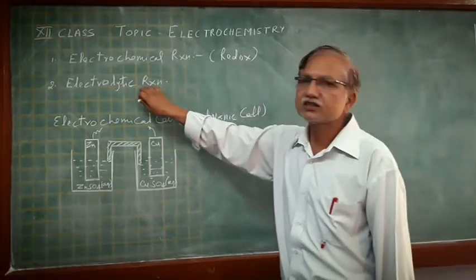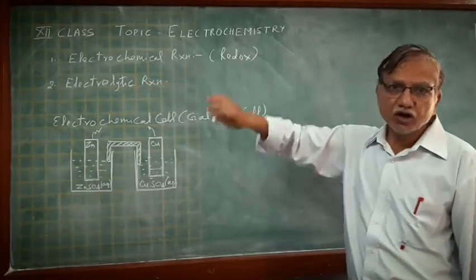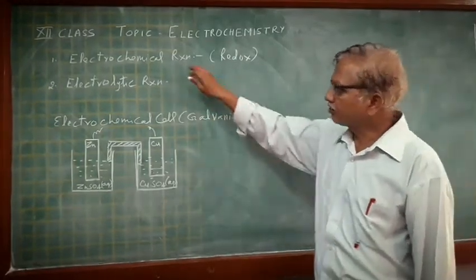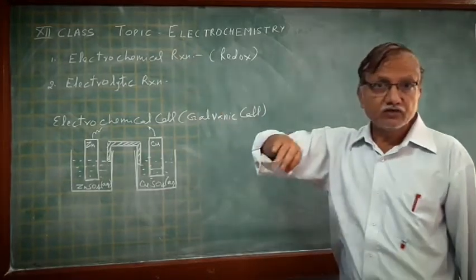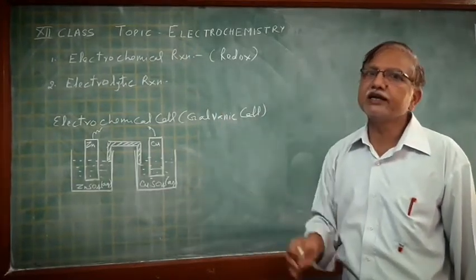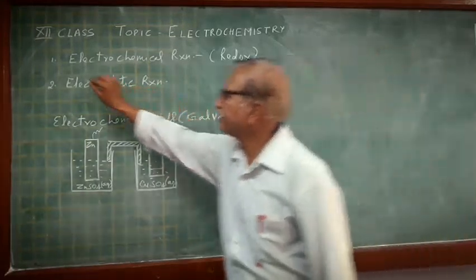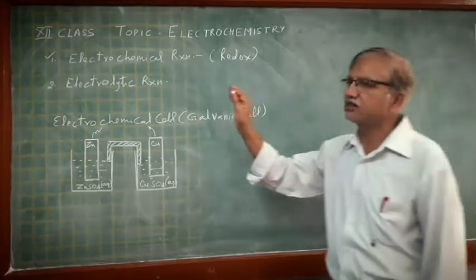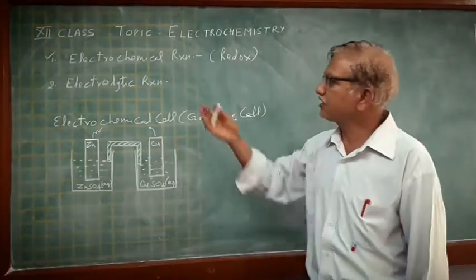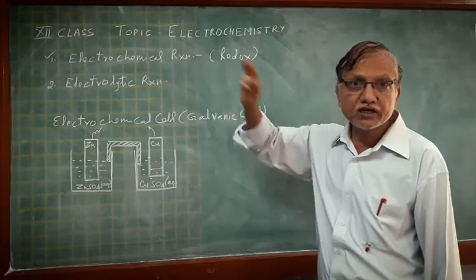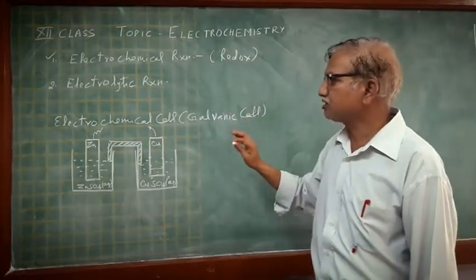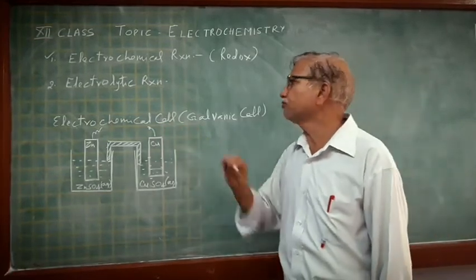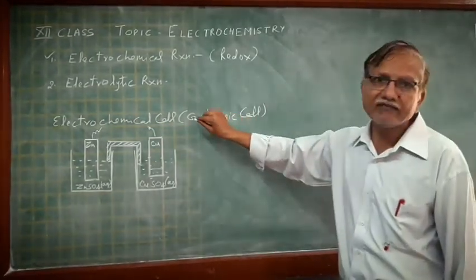Electrolytic reactions are those reactions which occur when we pass electric current through a solution. And electrochemical reactions are those reactions which, when they occur, produce electricity. So first we explain in detail electrochemical reactions, such reactions which when they occur produce electricity. These reactions are used in an electrochemical cell, and the most important electrochemical cell is the galvanic cell.